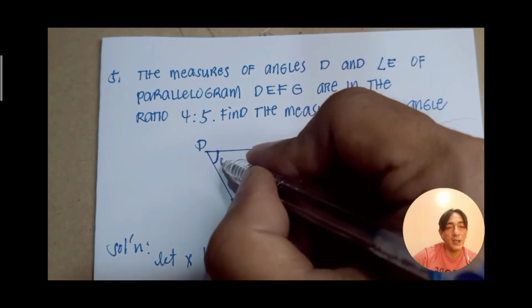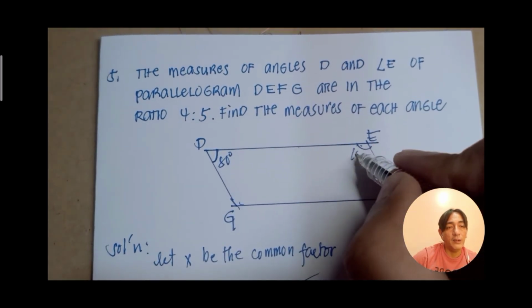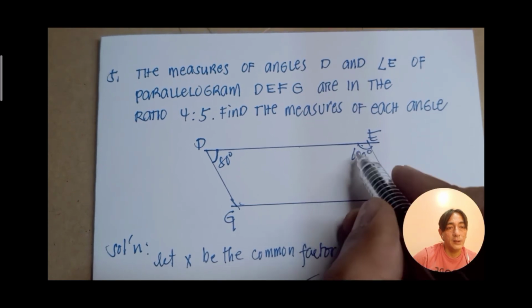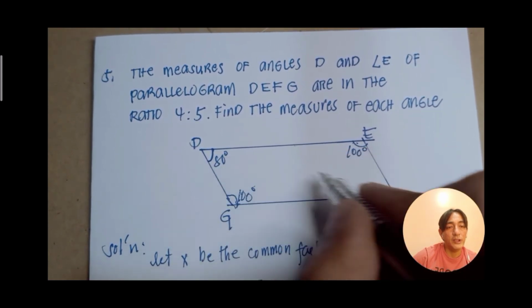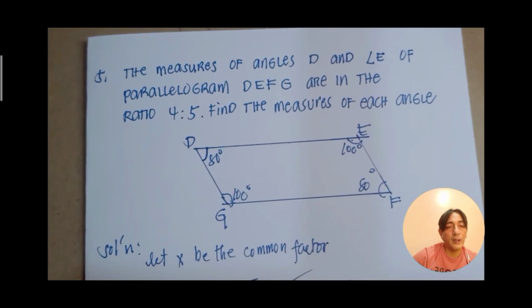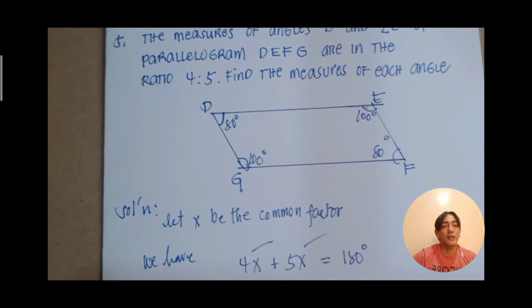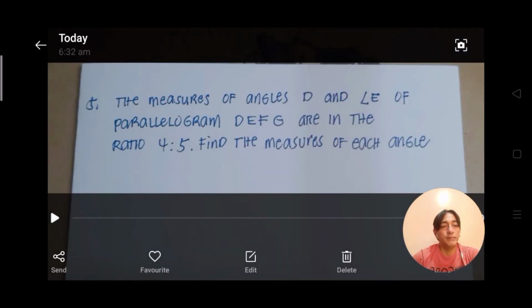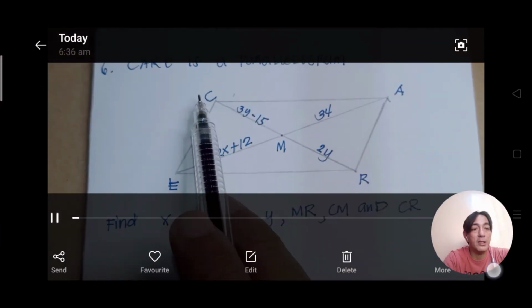Okay, so if this is 80, yung angle D, yung angle E will be 100 degrees. Okay, supplementary sila. And then yung angle G, congruent siya sa angle E, 100. Yung angle F naman is congruent to angle D, 80 degrees. Okay, so that is example number 5. Okay, let's go now to the last example.